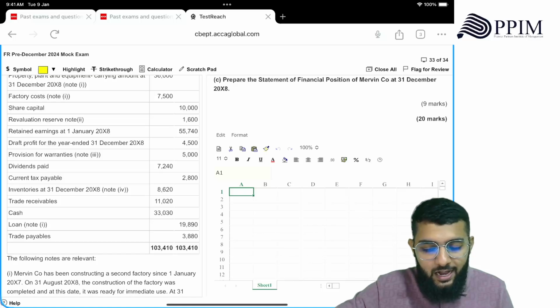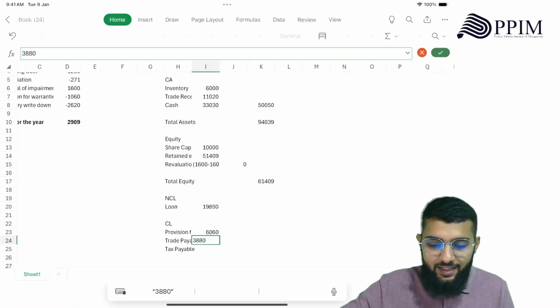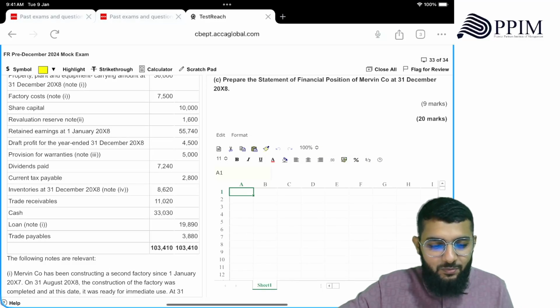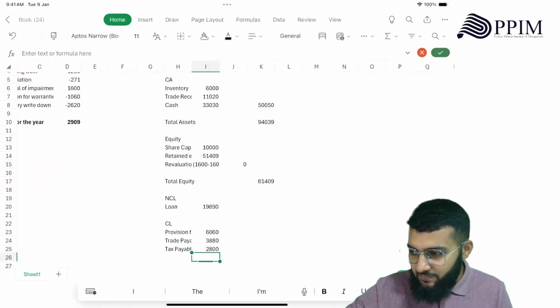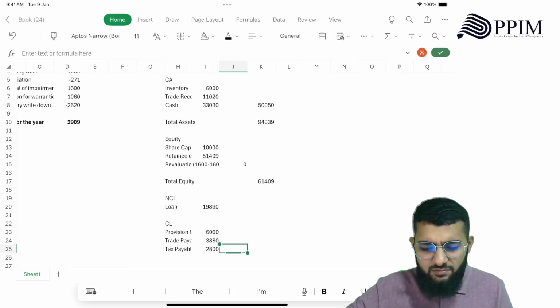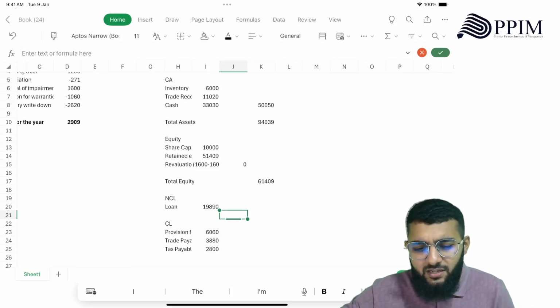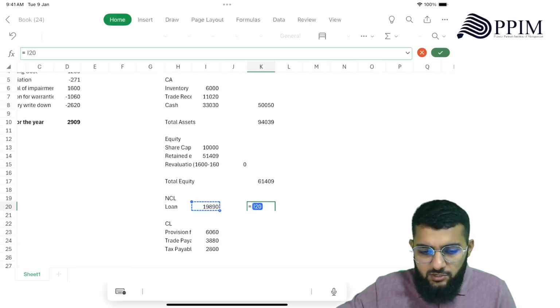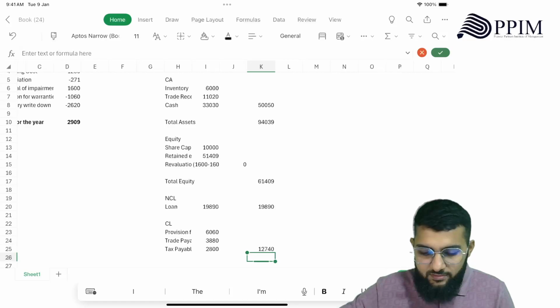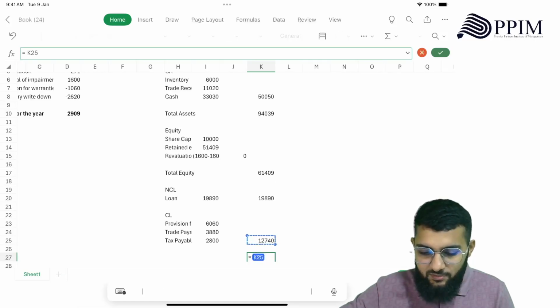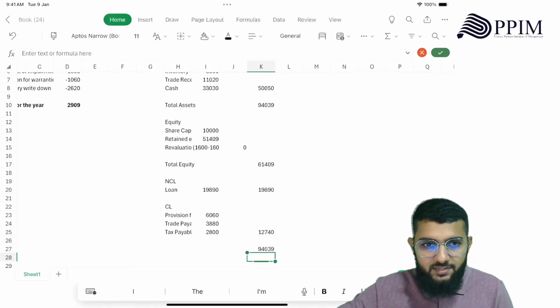Trade payables, another half a mark, free half a mark you're getting there. Tax payable, another free half a mark you are getting there, 2,800. I wrote it as current tax. Current tax, yeah, it's okay. Current tax payable, tax whatever is okay. Right, and this is my total equity and liabilities. What is it? This plus this plus the balancing figure. Yeah.